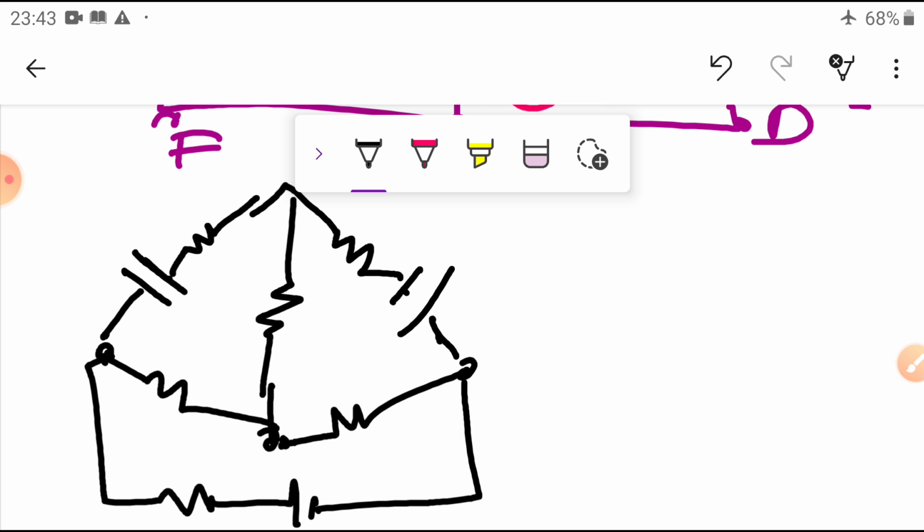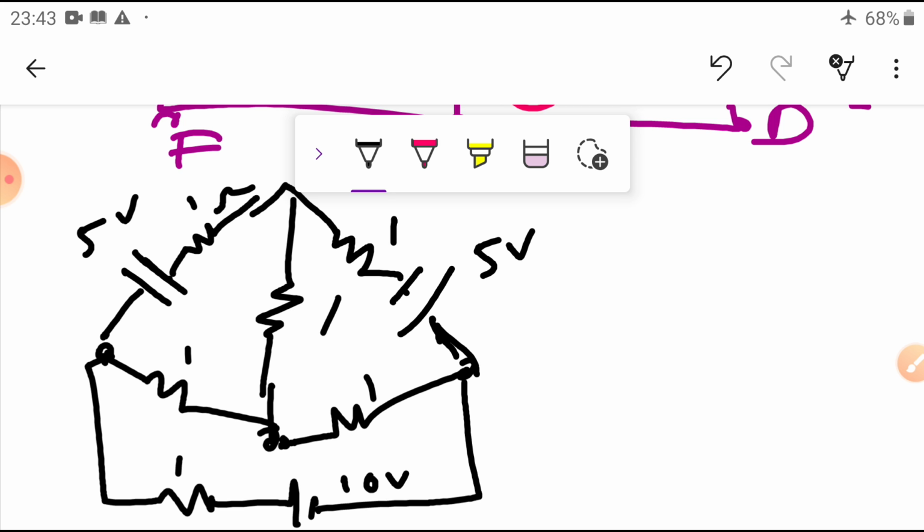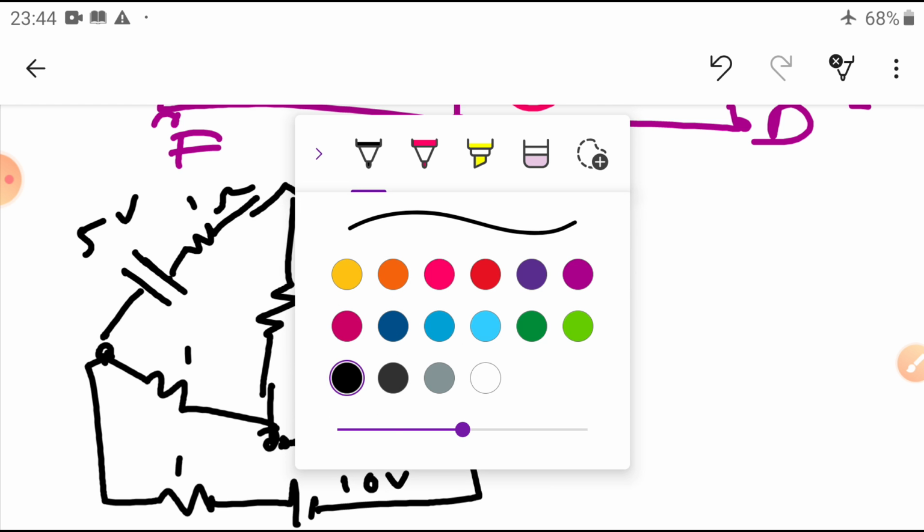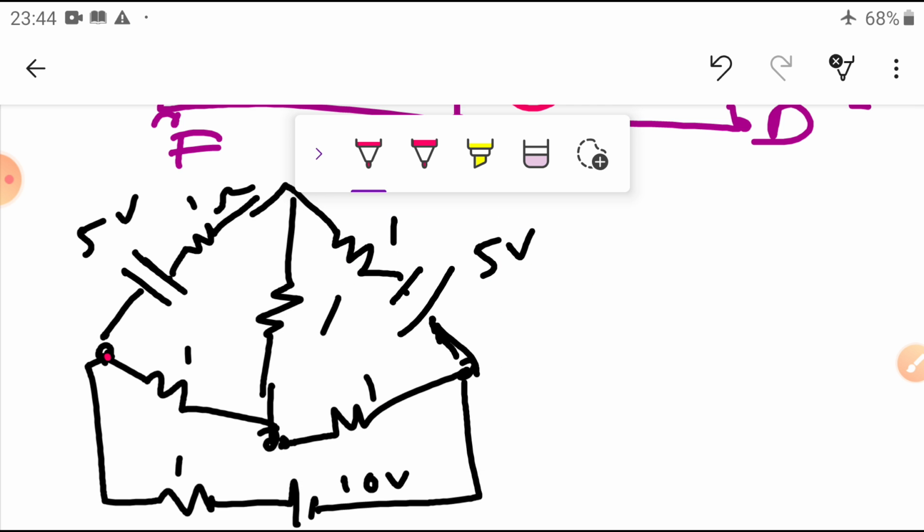Previously we considered the same problem. The 5 volts, 5 volts, here is the 10 volts. Each resistance value is 1 ohm previously. Now the same problem we are going to solve with the help of the nodal analysis. So nodes we are going to take. Now consider the terminals. Same, this is A, this is B, C, D, and this is the E last.